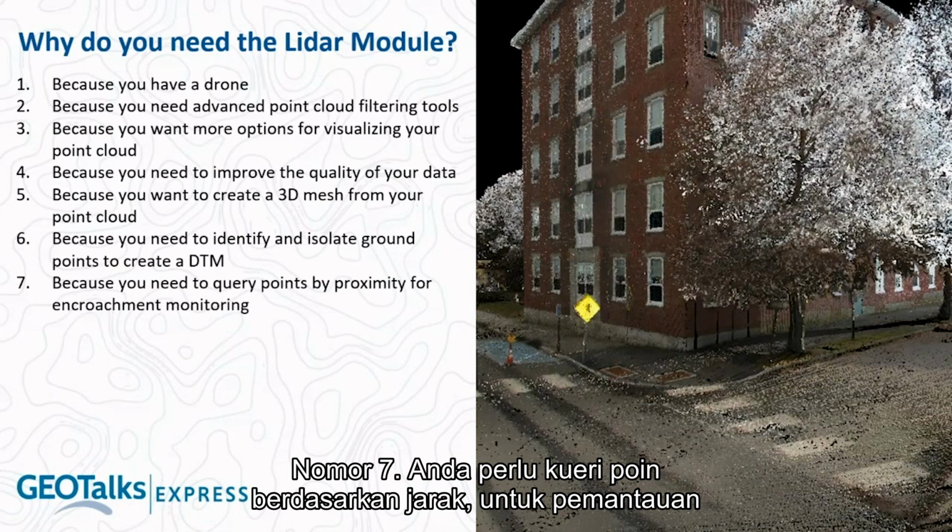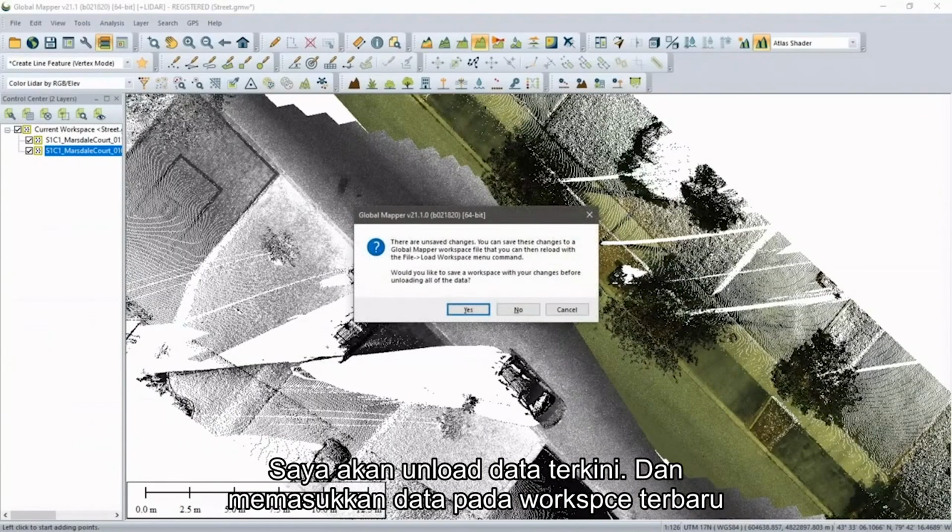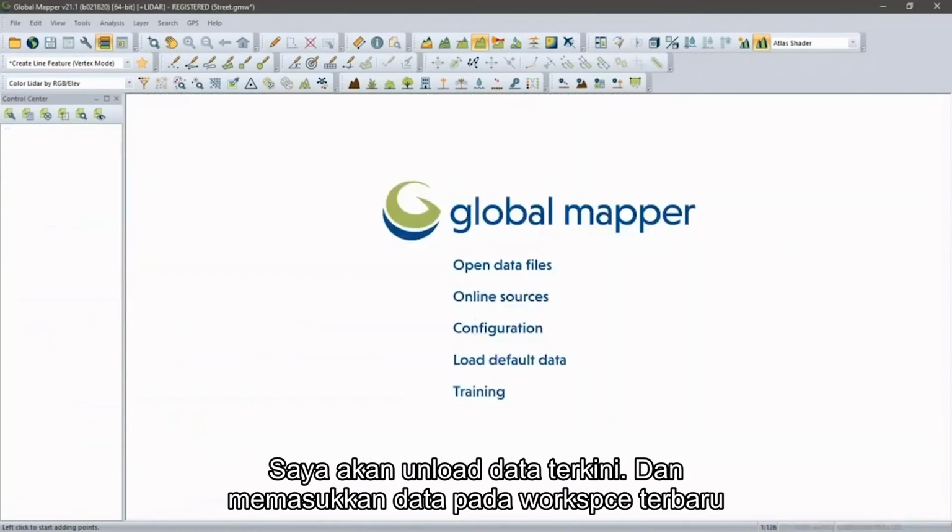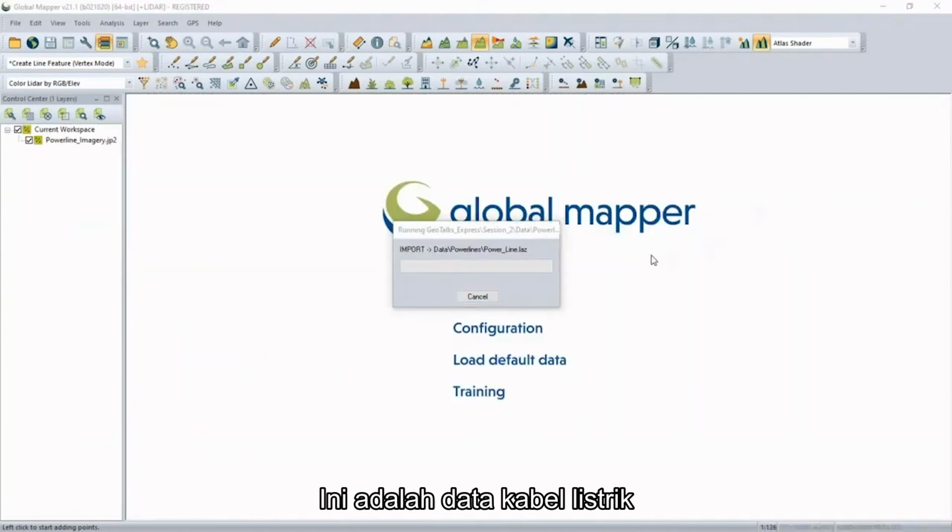Number 7, this is a good one. You need to query points by proximity for encroachment monitoring. Once again, I'm going to grab one of my copies of Global Mapper and I'm going to load up another workspace, and this one takes a few seconds here to load. This is a power line.